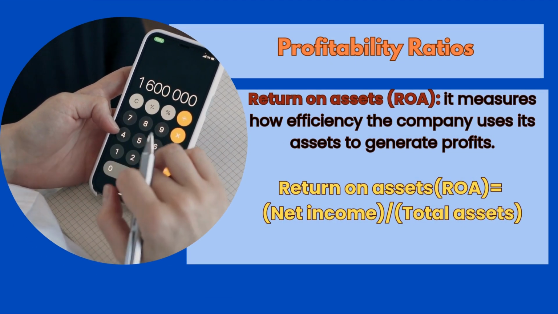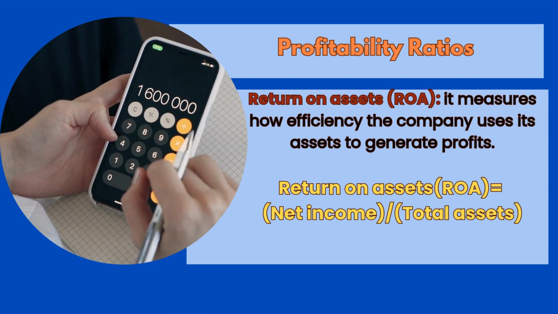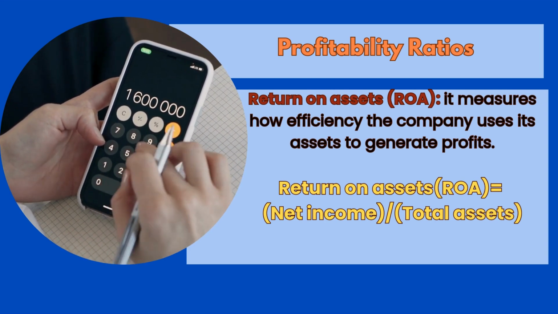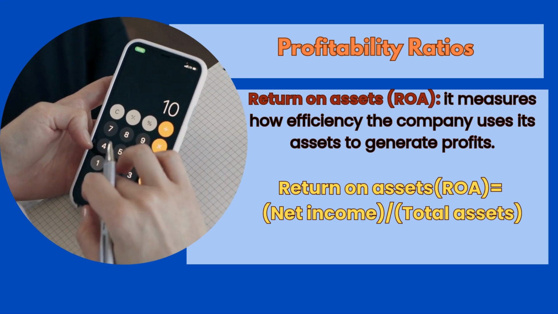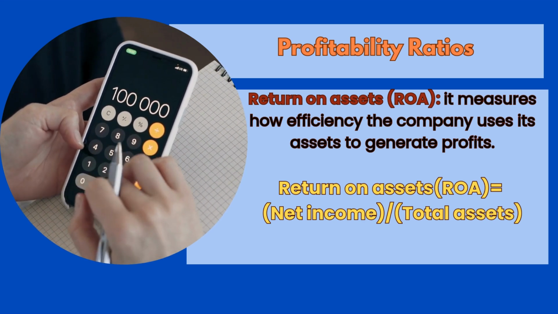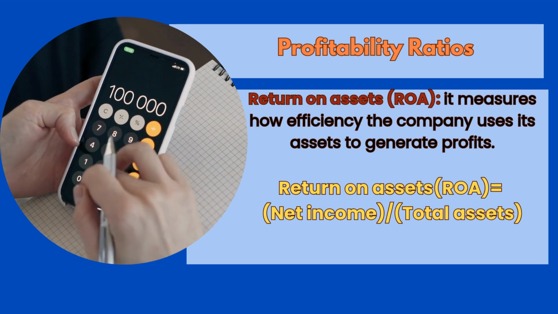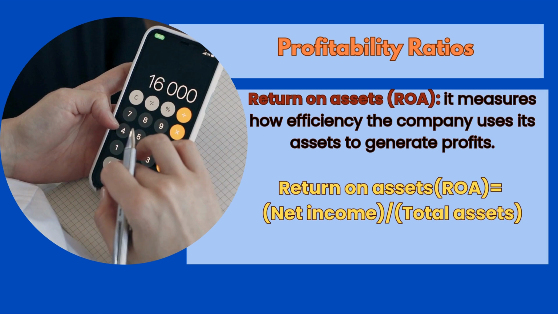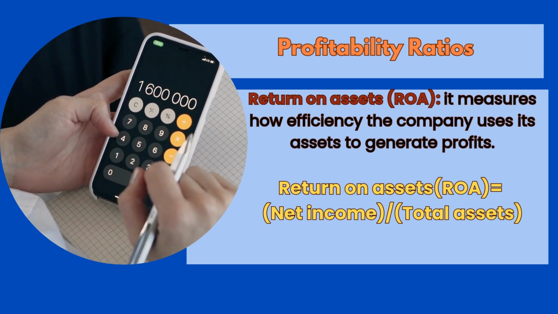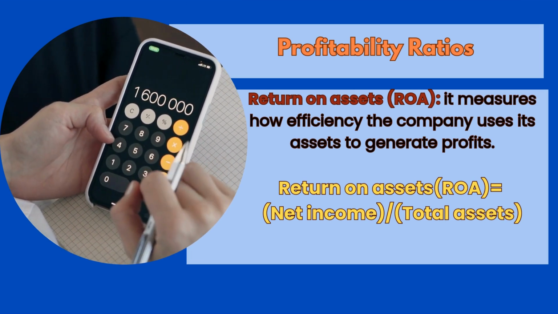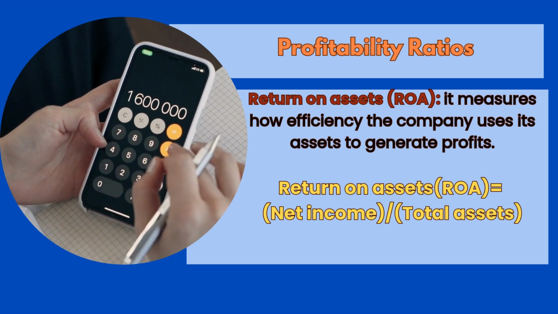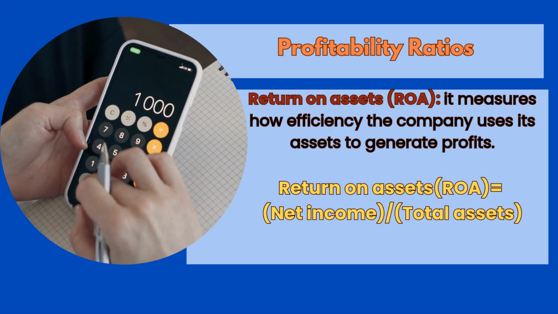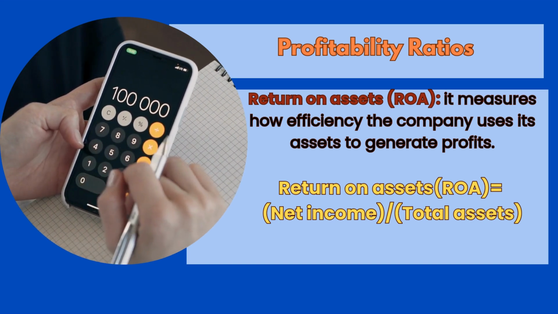Now we move to another ratio. Here we have seen the liquidity ratios. Now we move to the profitability ratios. Here we have two major ratios. We have return on assets, ROA. It measures how efficiently the company uses its assets to generate profit. Here, in this formula, we take two major elements: the net income and the total assets.